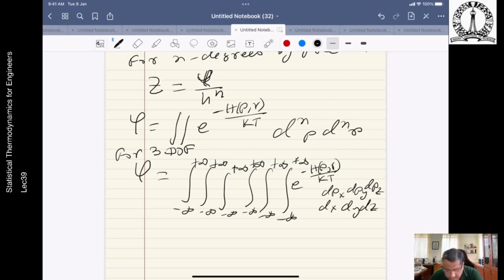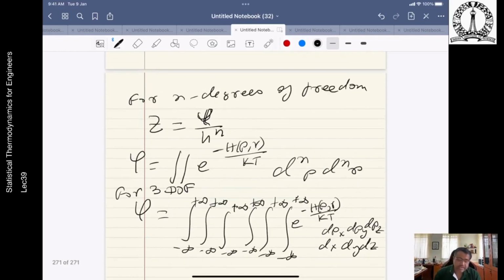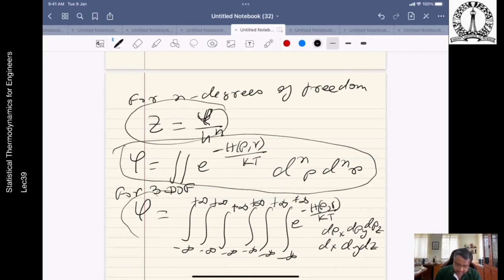So H(p, r) has been cast in terms of generalized momentum and position vectors, p and r, thus indicating a potential dependence on all three momentum and position coordinates. So you can see that for n degrees of freedom, this is what is valid, and this is a sample phase integral. For 3 degrees of freedom, it's a little bit more complicated than that.